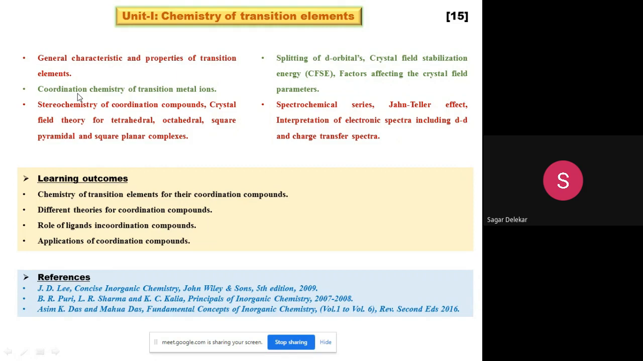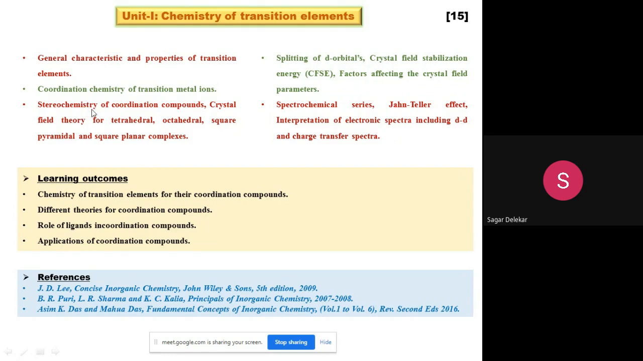And according to this Werner theory, each and every complex has two valences: one is the primary valence and the second is the secondary valence. Or, there is the primary sphere, also called the outer sphere, and the secondary sphere, also called the inner sphere, no doubt. The outer sphere or primary valence reveals the oxidation state, and the secondary or inner sphere reveals the coordination number of the central metal ion. So these are the points to be covered under coordination chemistry of the transition metal ions.